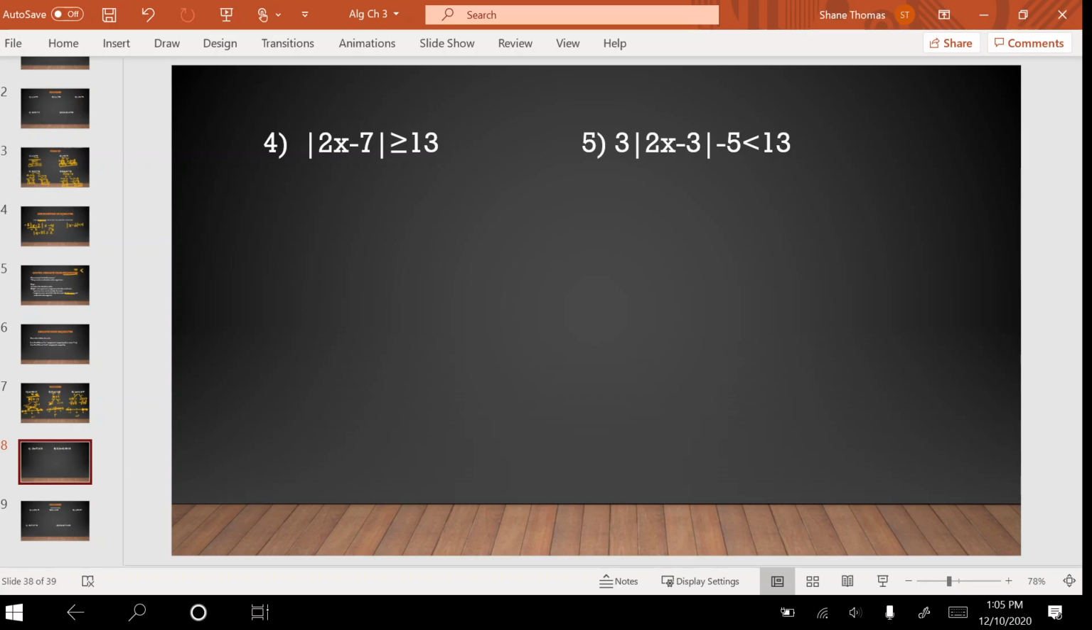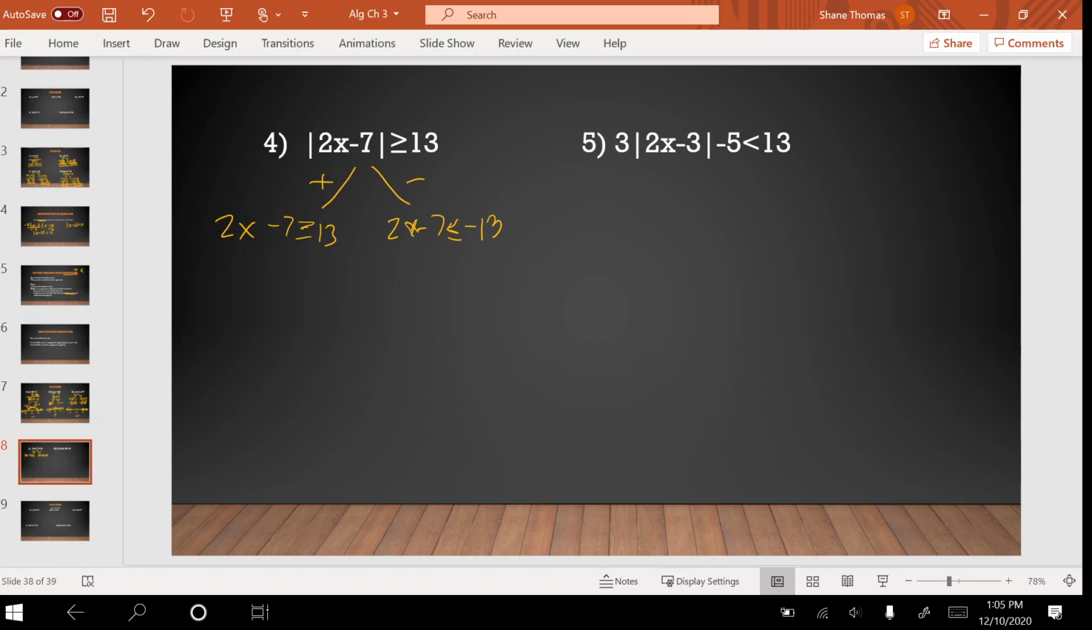You know what? Now we're good. All right, so let's split this. We ready to split it? Yep, let's split it. So plus, minus, okay. So I have 2x minus 7 is greater than or equal to 13. Minus side, left side stays the same. I have to flip my sign and make it negative. Okay?